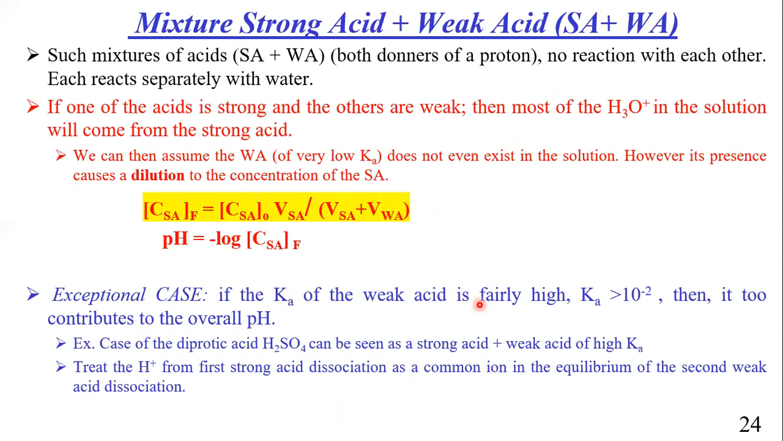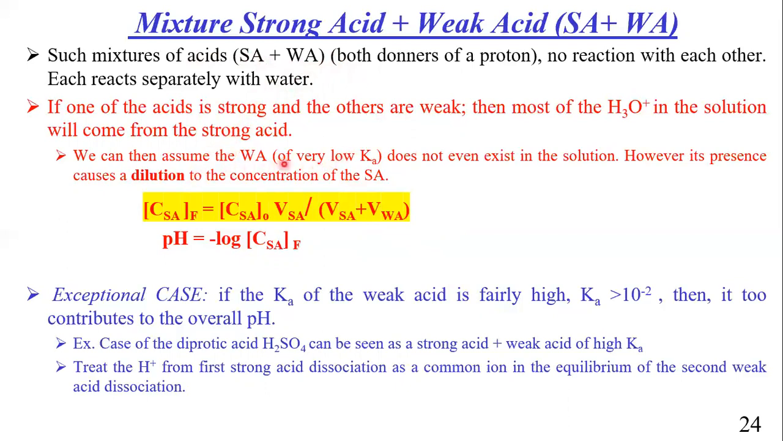You already have seen something like this when we talked about H2SO4, because that was a strong acid in the first dissociation and then a weak acid in the second dissociation. And you should have solved a problem where we looked at that in the problem set. Now, regardless, whether strong or weak, when we have mixtures of acids, don't forget that both of these are donors of H+, so there's no reaction with each other. Both of them will react with water.